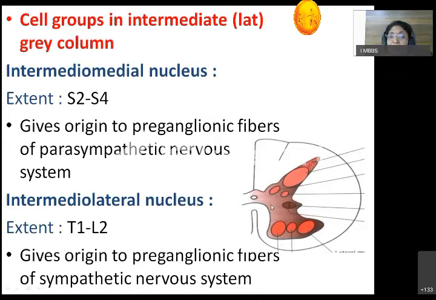Similarly, the intermediolateral nucleus extends from T1 to L2 segments of the spinal cord, and it gives origin to preganglionic fibers of the sympathetic nervous system. And hence we call the sympathetics thoracolumbar in origin. So in the lateral horn, there are two nuclei, the intermediomedial nucleus and the intermediolateral nucleus. Both are related with the autonomic nervous system.